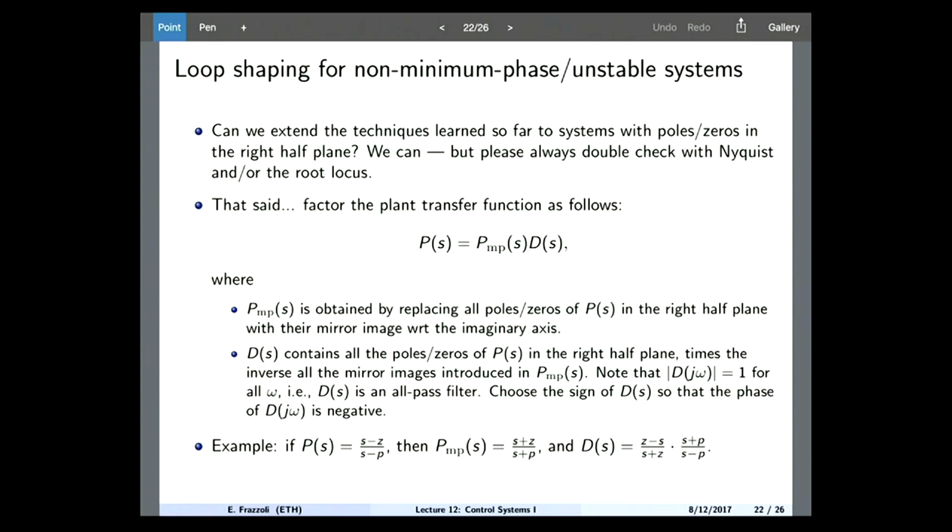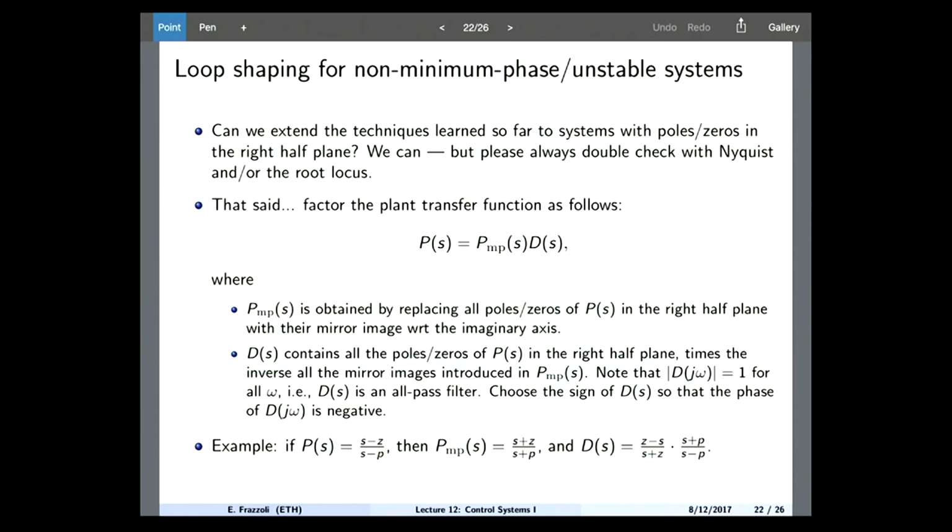So then what you will have to do is multiply by another function that we will call D of s. This is the transfer function that contains all of the poles and zeros of P in the right half plane, and all the new things that you replaced them with, but of course you have to divide by that in a sense. I have this example: let's say P of s is (s minus z)(s minus p) over s minus p, where z and p are positive numbers, meaning that now you have a non-minimum phase zero and you have an unstable pole. How do I put it in this form?